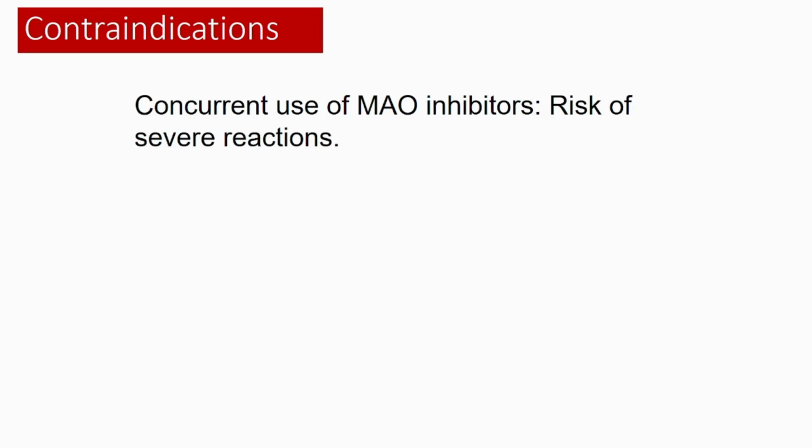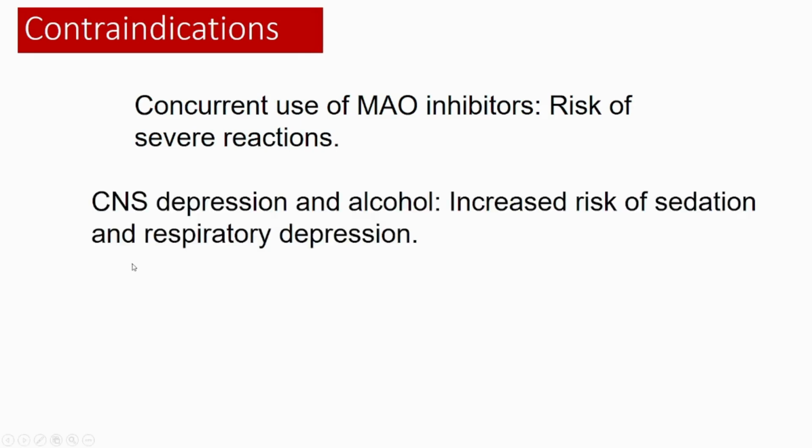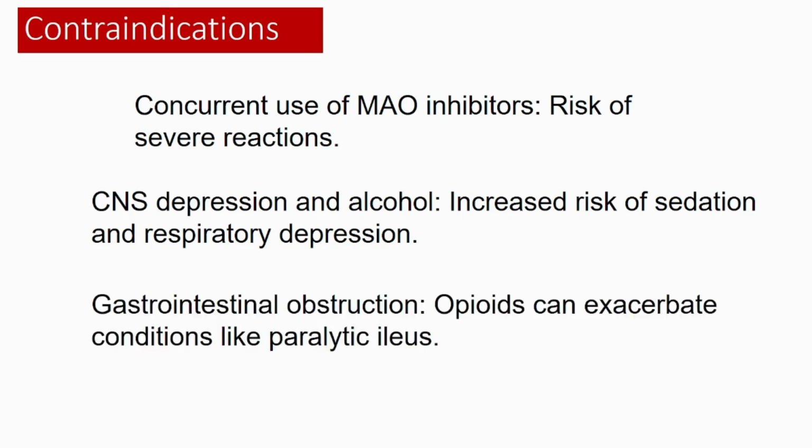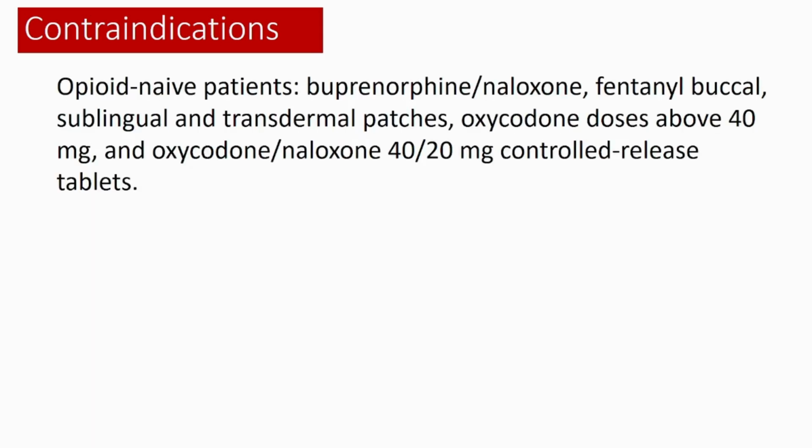and then concurrent use of MAO inhibitors is completely contraindicated; they have to be separated from MAO inhibitors by at least 14 days. And opioids are known to cause severe CNS depression with alcohol use and can also increase the risk of respiratory depression. And especially gastrointestinal obstructions, as opioids can exacerbate conditions like paralytic ileus. Therefore, for any gastrointestinal condition associated with gastrointestinal obstruction, opioids are contraindicated.